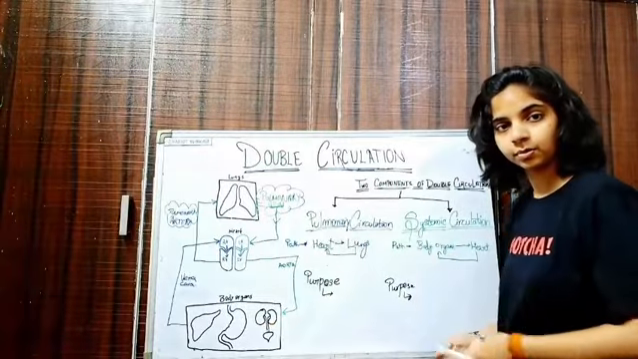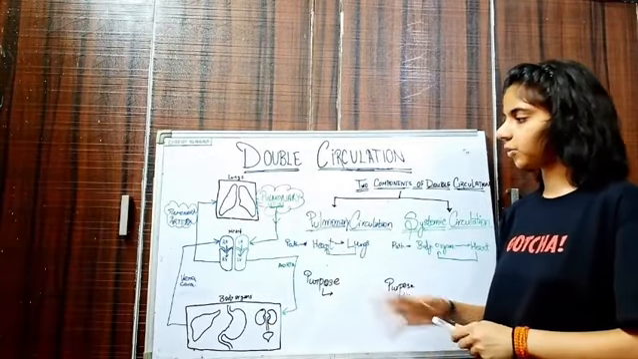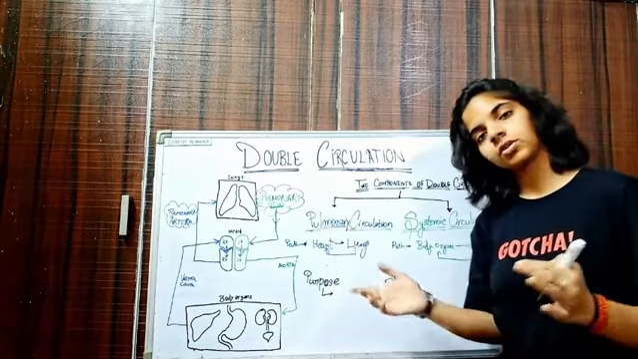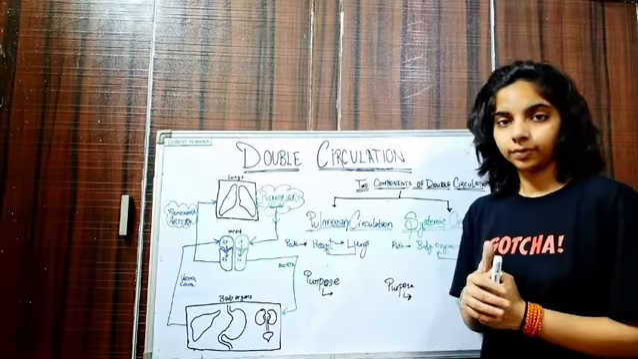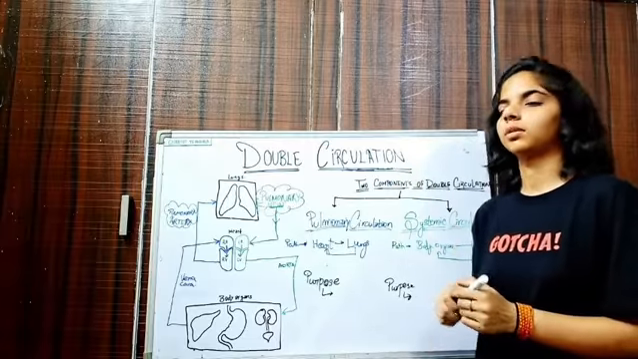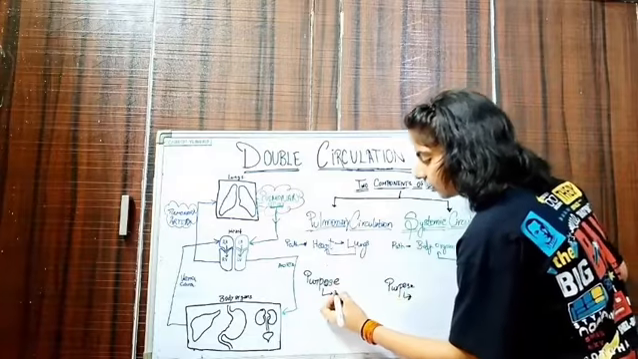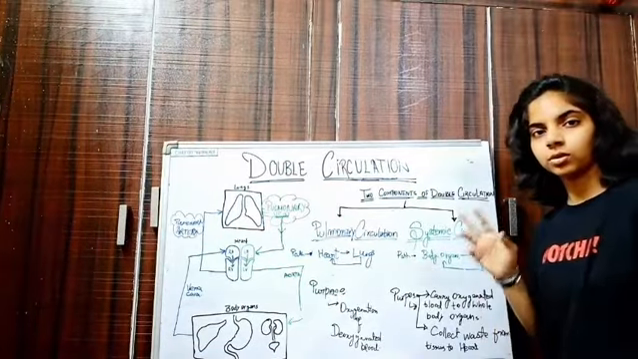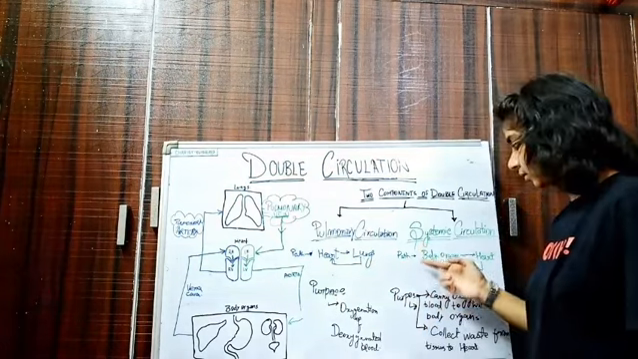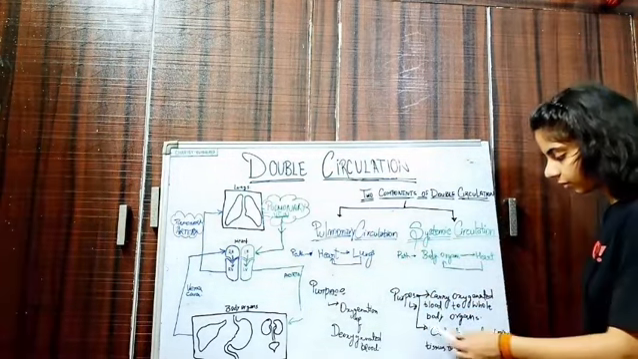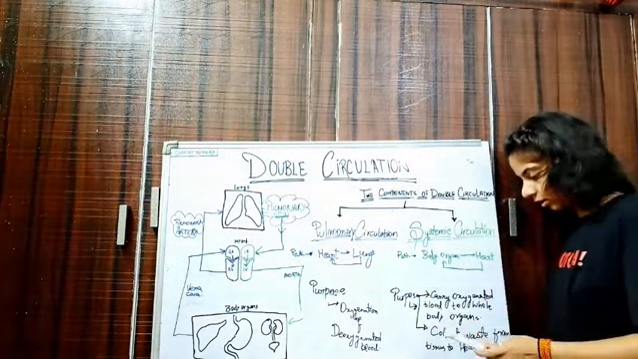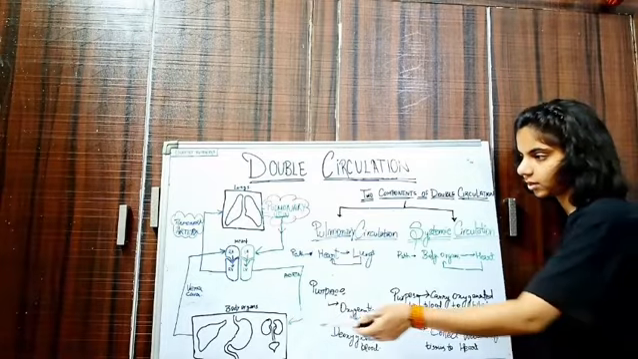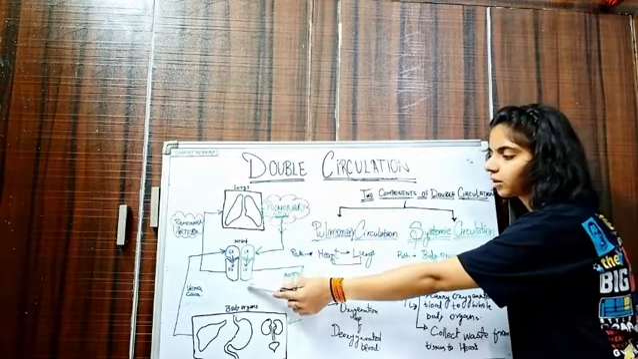What is the purpose of pulmonary circulation? I hope you all have understood it well. Pulmonary is related to lungs, and the main function of lungs is to convert the deoxygenated blood to oxygenated blood. So the purpose is oxygenation of deoxygenated blood. Right? So the two purposes of systemic circulation: the first one is to carry oxygenated blood to the whole body organs. See, it is carrying oxygenated blood.